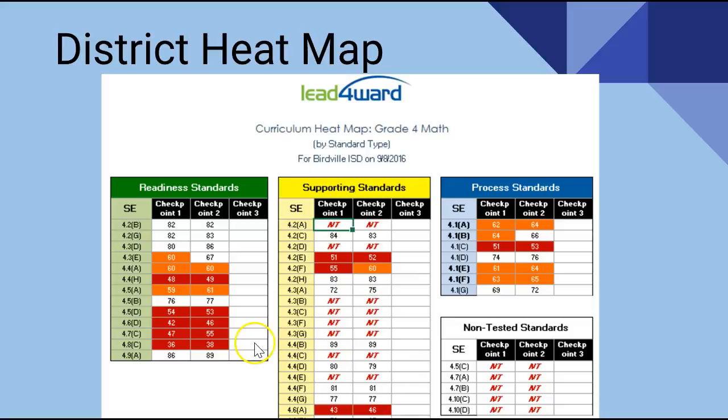Now, in the readiness standards, you'll notice that the very first column is the SE. Second column is checkpoint 1, which is the results from our 2015 STAR test. And the third column are the results from our 2016 STAR test. So you can compare from 2015 to 2016 to see the gains that we've made. Of course, red is very critical and orange is cautionary, so we want to make sure that we really look at those SEs that are our lowest scoring items.